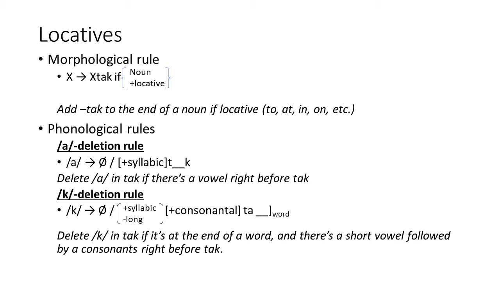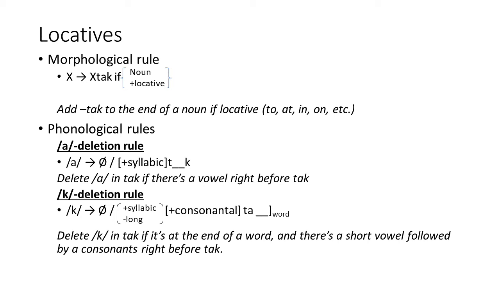So now the second rule that has to come after that is the k deletion rule. K in tak is deleted if, now this is really complicated, this is probably the most complicated rule in this video, but if tak is at the end of a word, if this k is at the end of a word, and right before tak comes a short vowel that is followed by a consonant. So it's really complicated. You'll see it in action later, but don't dwell too much on it.